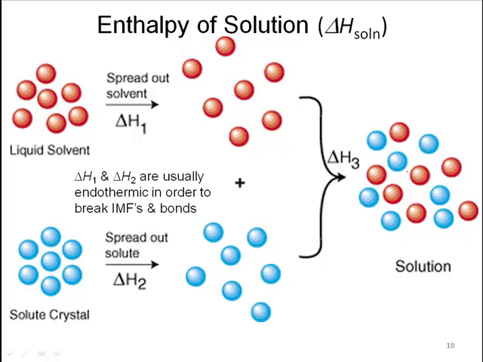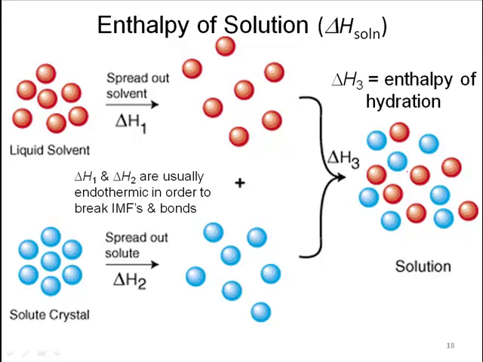So, delta H1 and delta H2 are usually endothermic in order to break the intermolecular forces and bonds. So in order to separate out the liquid solvent, to move it away from each other, you have to break the bonds, right? Endothermic, endothermic, endothermic. But when it comes back together, it's going to be what? Exothermic.